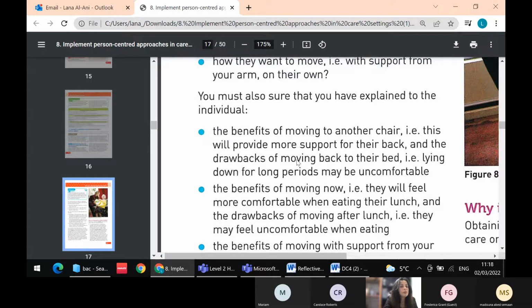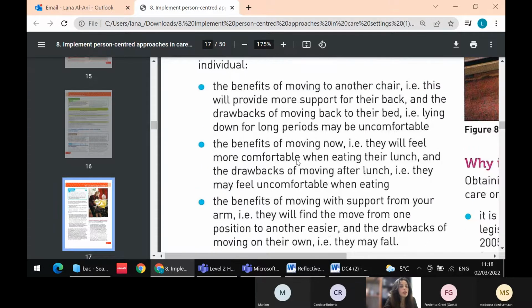So what's the benefit of moving from the bed to another chair? I need to tell them, I give them information. I say, well, Mr. X, if you stay in bed, your legs would be tired, and it would affect your back, while if you sit, you'll be much more comfortable. You need to tell them the benefit of moving, and then ask them, do you want to move or not? And then if they say yes, we want to move, then you ask, do you want to move by yourself, or do you want me to help you? This is all consent, even if it is not written.